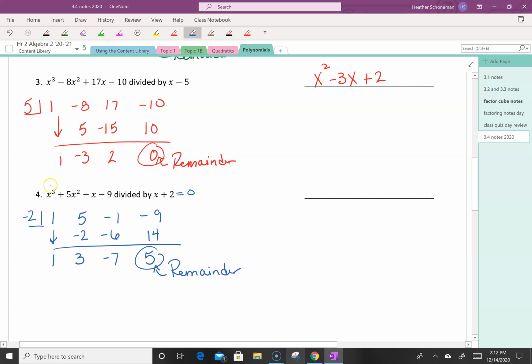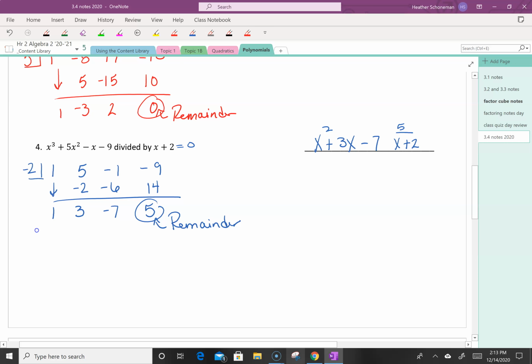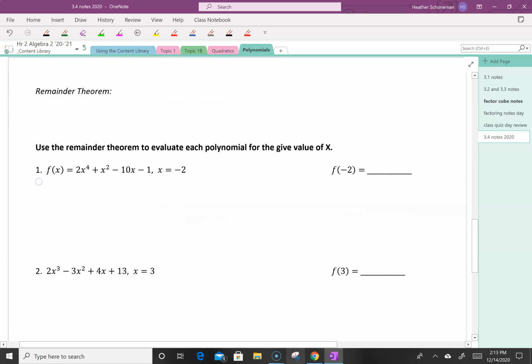So now when I write it, it started as x cubed, so I go down one level, so it's going to be x squared plus 3x minus 7. This time it does have a remainder, so I write 5 over what I divided by, which is x plus 2.